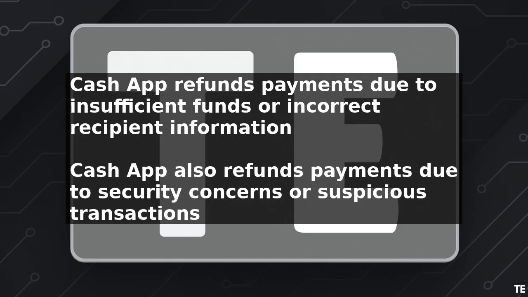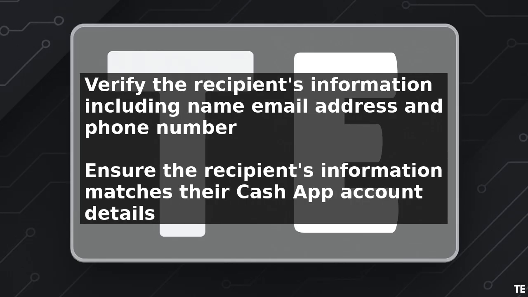First, ensure that you have sufficient funds in your account to make the payment. If your account balance is low, add money to your account and try making the payment again. Next, verify the recipient's information, including their name, email address, and phone number. Make sure the information is accurate and matches the recipient's Cash App account.